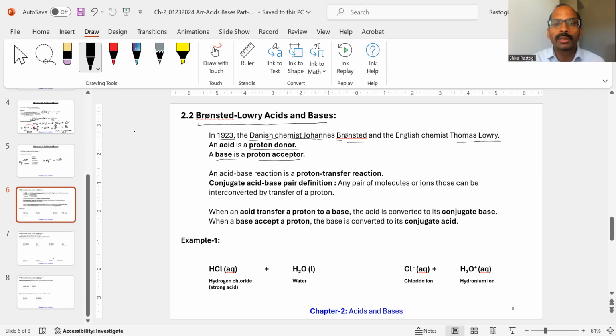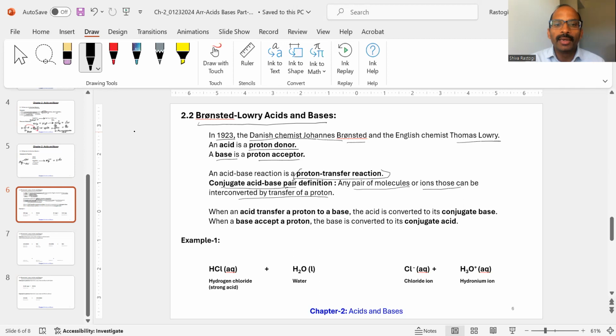So an acid-base reaction is a proton transfer reaction. In this case, we will study mostly proton transfer. When we do proton transfer, the leftover acid or base portion is called the conjugate acid or base. So they form a conjugate acid-base pair, defined as any pair of molecules or ions that can be interconverted by transfer of a proton.